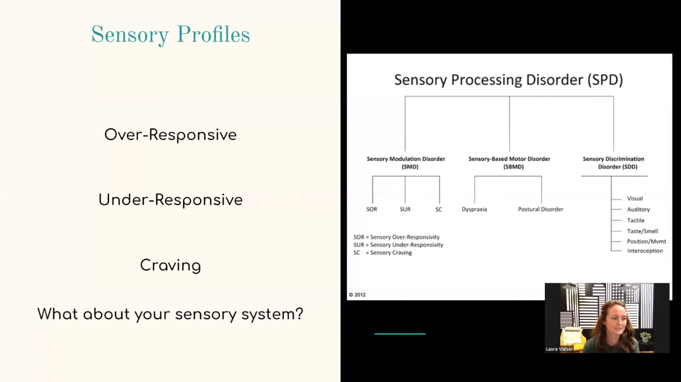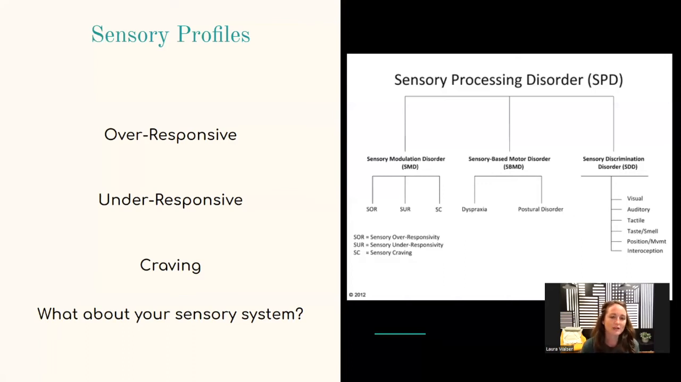So we have sensory overresponsivity, or sensory overresponsive, and that's when an environment is just too much. It's, our bodies are telling us, whoa, too much. I can't take in all of this information.